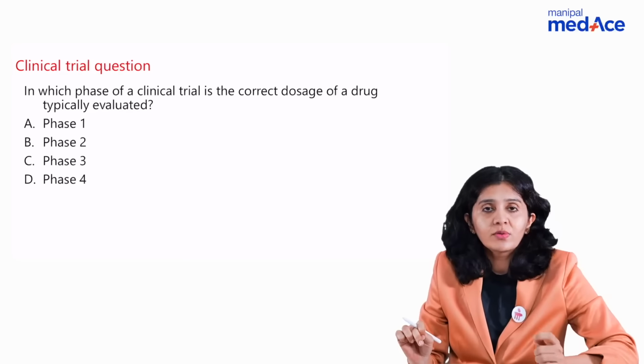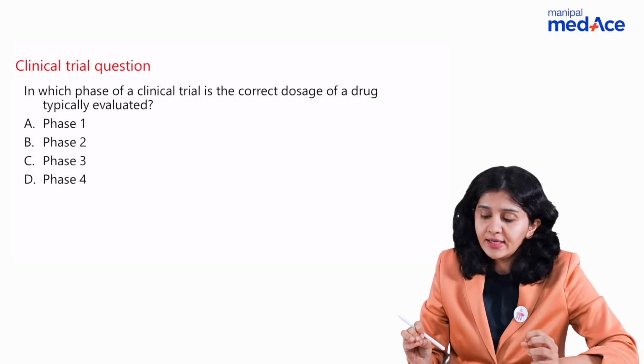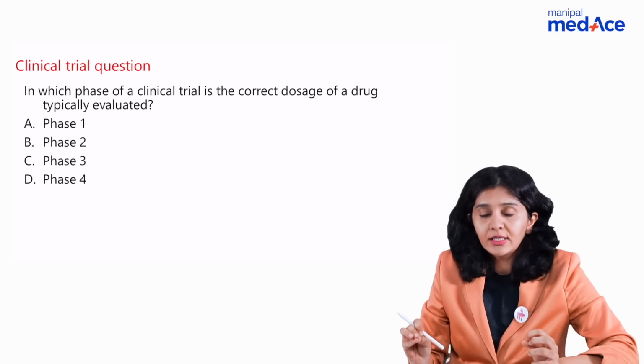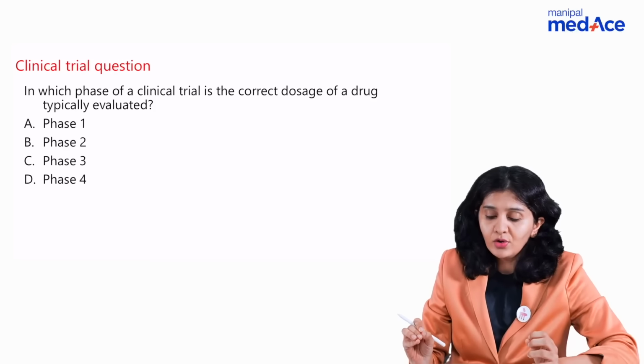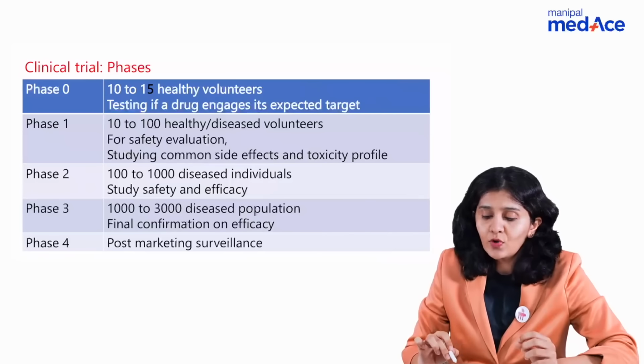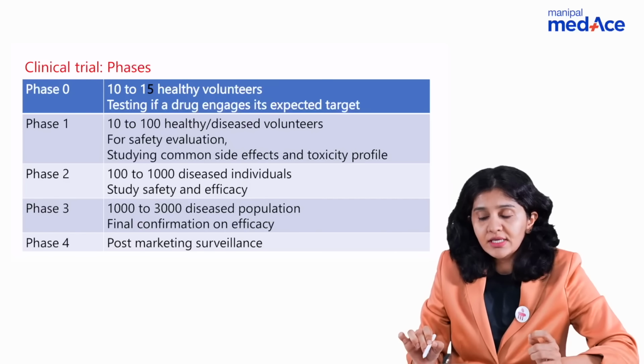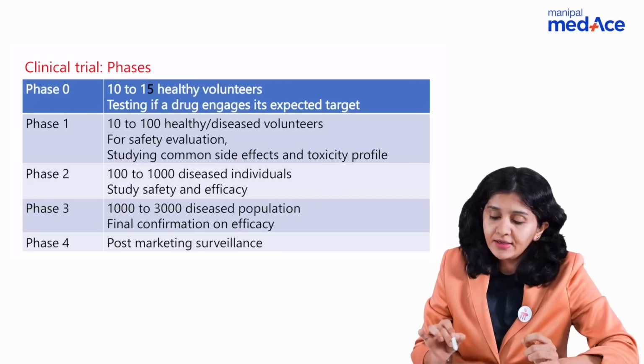Moving on to a question from clinical trial. Again, in the Faculty Connect videos, we have discussed this, right? Phases of clinical trial. In which phase of a clinical trial is the correct dosage of a drug typically evaluated? Is it 1, 2, 3, 4? Let us look at the phases first. Phase 0 is what? 10 to 15 healthy volunteers are taken. Testing if a drug engages its expected target, right?